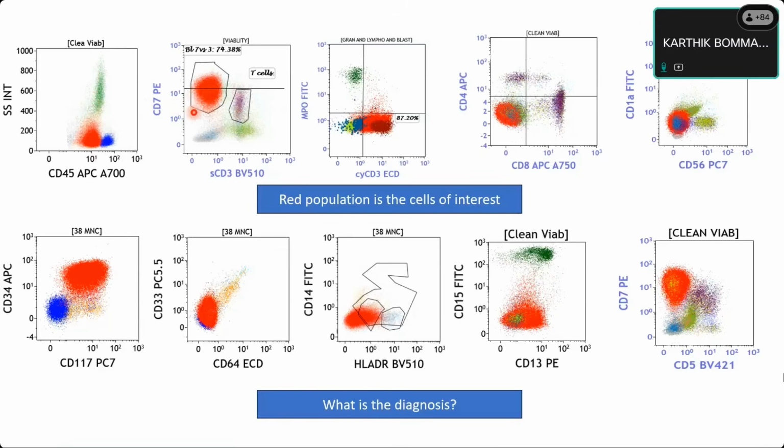CD7 expression? Sir, it's positive, and more than my normal T cell expression, so it is called bright positive. Right. And surface CD3 is negative. Okay, CD7 positive and surface CD3 negative. And this is cytoplasmic CD3. Cytoplasmic CD3 is positive, sir, with moderate expression. I agree. MPO is positive or negative?